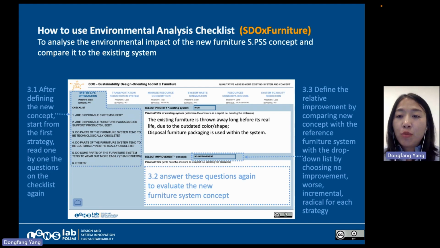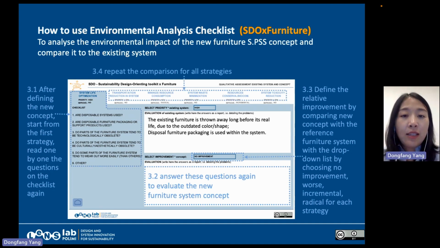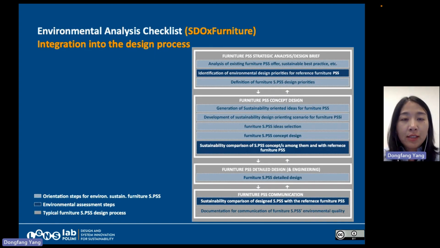Define the relative improvement by comparing the new concept with the reference furniture system with this drop-down list by choosing no improvement, worse, incremental improvement, or radical improvement for each strategy. Then we need to repeat the comparison for all strategies. The environmental analysis checklist could be integrated into the general design process.